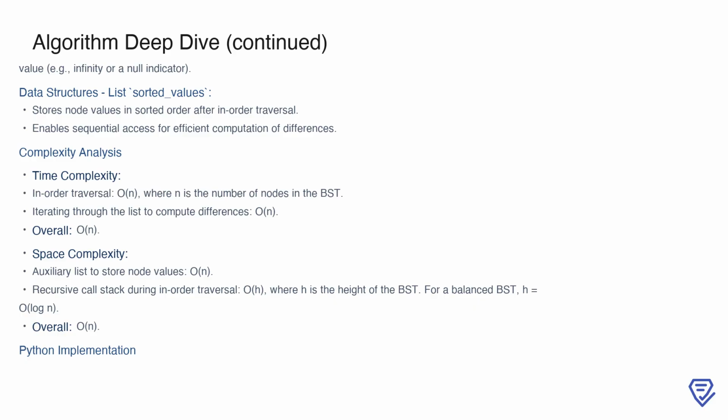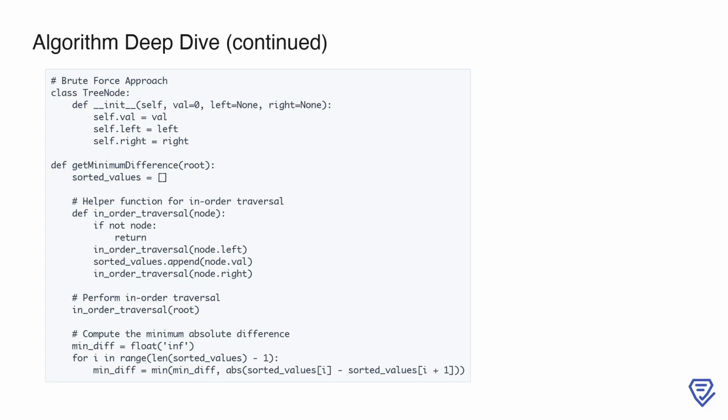This gives an overall time complexity of O(n). For space, the auxiliary list requires O(n) space, and the recursive call stack for in-order traversal uses O(h) space, where h is the height of the BST. For a balanced BST, this means an additional space complexity of O(log n), resulting in an overall space complexity of O(n). Here is the Python implementation of the brute force approach.